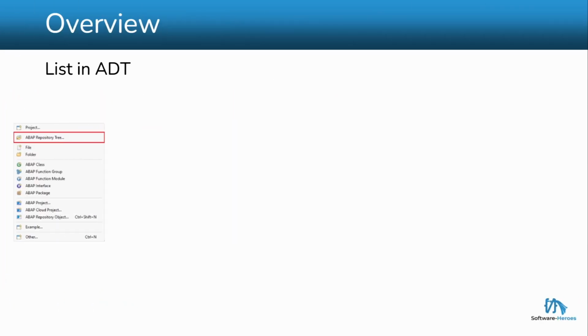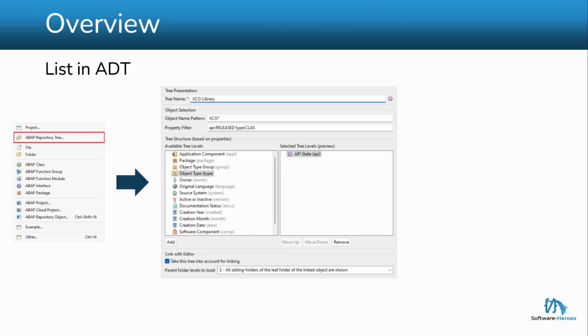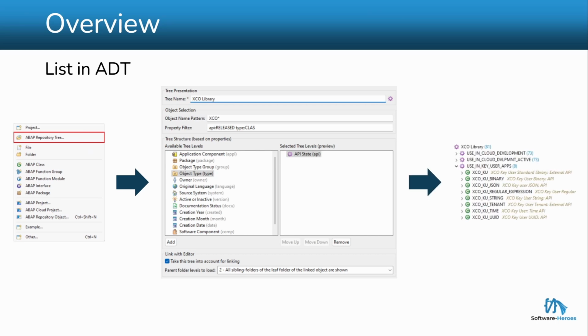If you want to get an overview in the ABAP development tools, you can create a new ABAP repository tree. To do this, we define the object pattern as XCO star and set the type to class. If we then sort all classes by API status, we will see all libraries for the corresponding language version at the end and have a good first introduction.